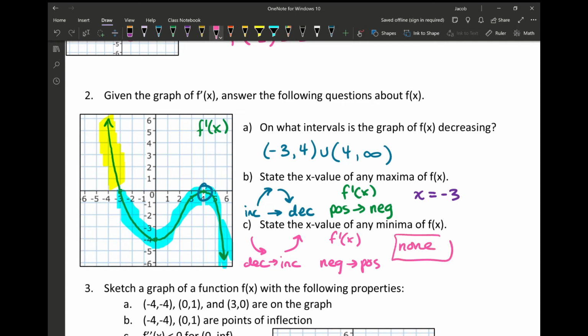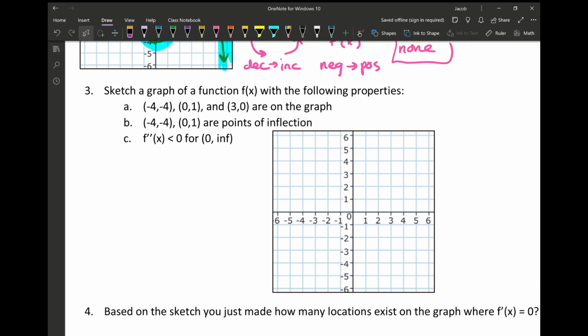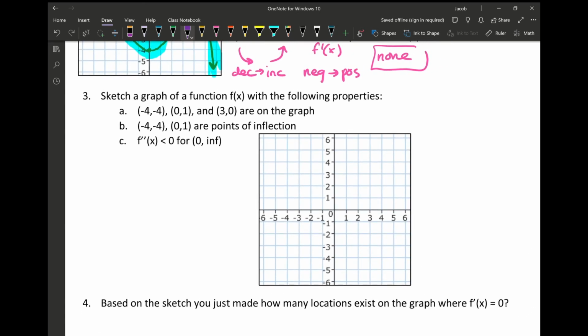So none. We don't have an x value like that. Lastly, well, 3 and 4 are tied together. We're sketching this graph, and we're going to use the items we're given based on what the previous notes were about to find f of x.